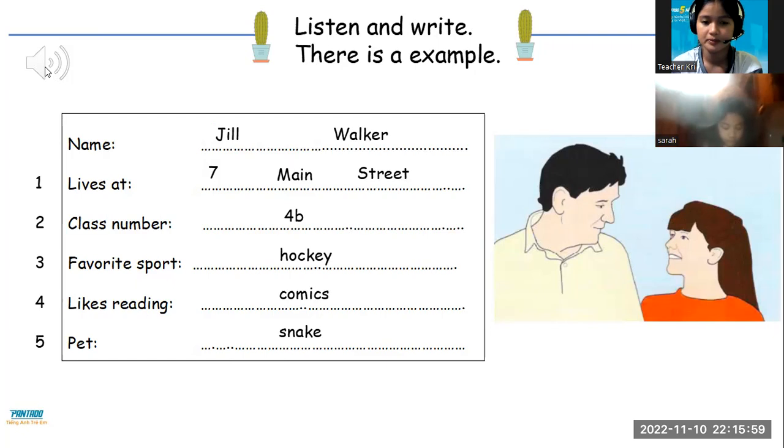5, Have you got any pets? Yes, I have. I love animals. What kind of pet have you got? I've got a snake. He's very beautiful. A snake? That's a good pet.